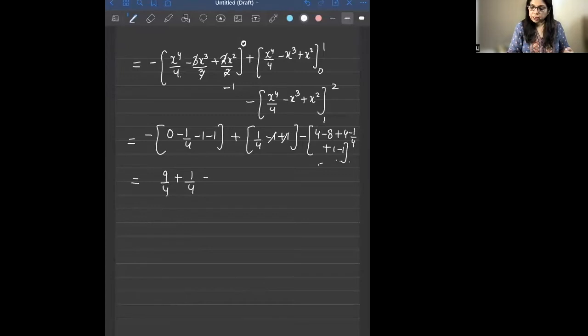On solving this again, we get plus 1 by 4. So the answer is 11 by 4. So this is a very important question. Now let us start with the second question.